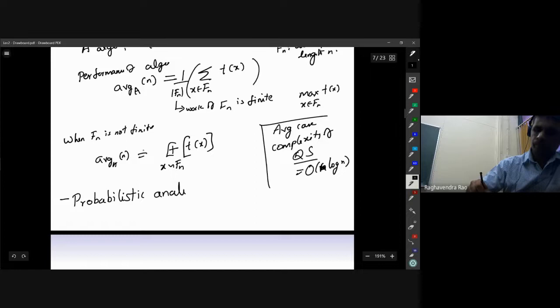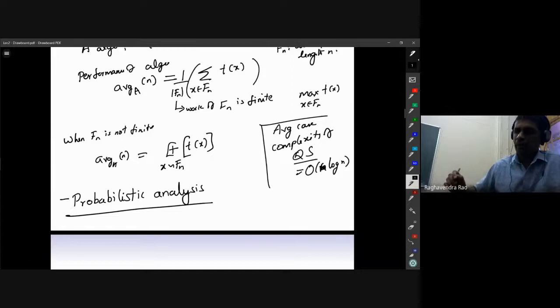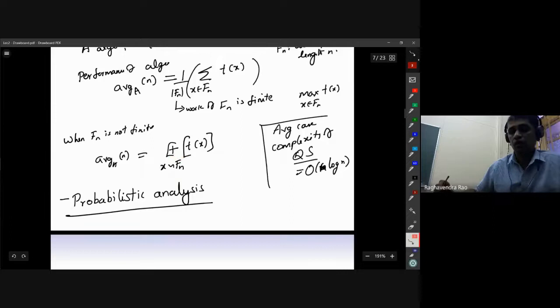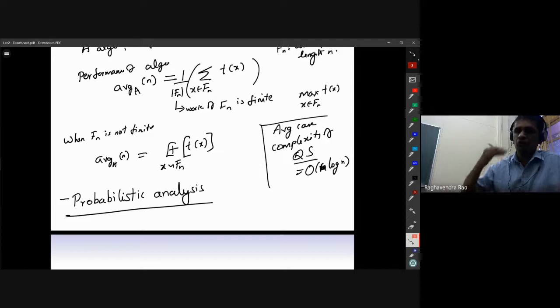Okay, so now the moment we have expectation, why on earth should I have the uniform distribution? Why can't I use other distributions? So naturally it opens a plethora of opportunities there. In fact, what we are going to see, what is known as smoothed analysis, can be seen as a kind of probabilistic analysis, where you define your own distribution, or a distribution which you think is relevant in practice.